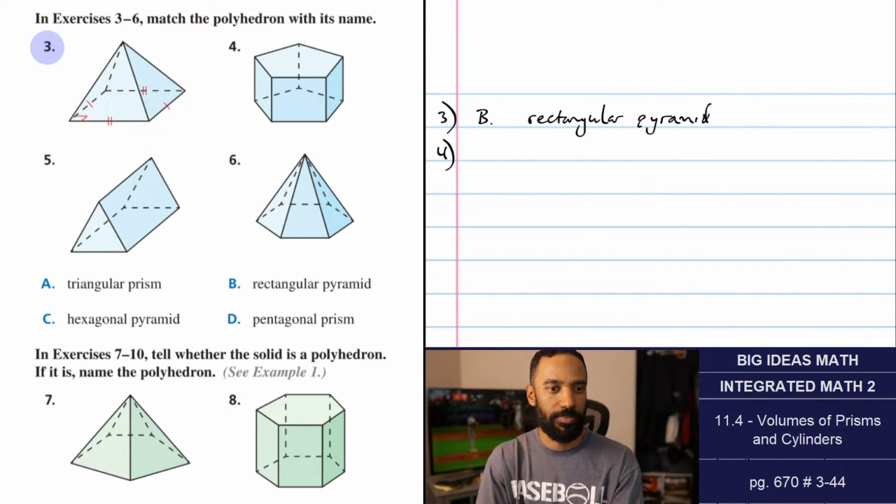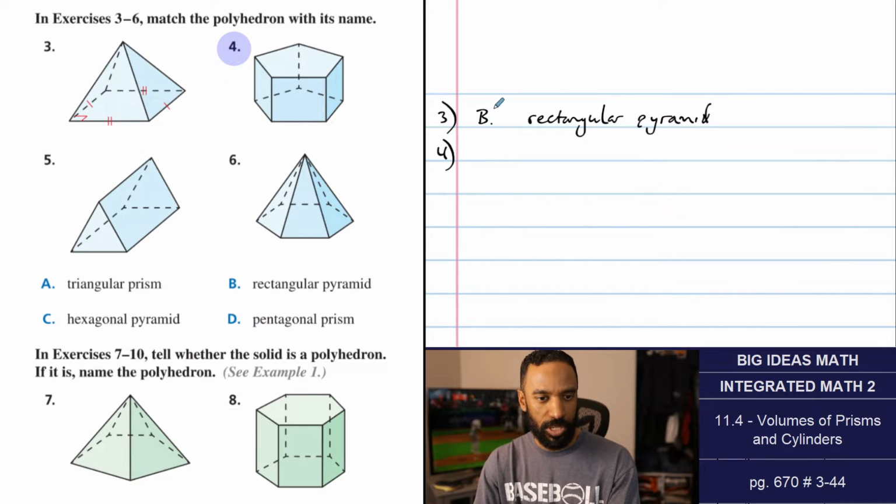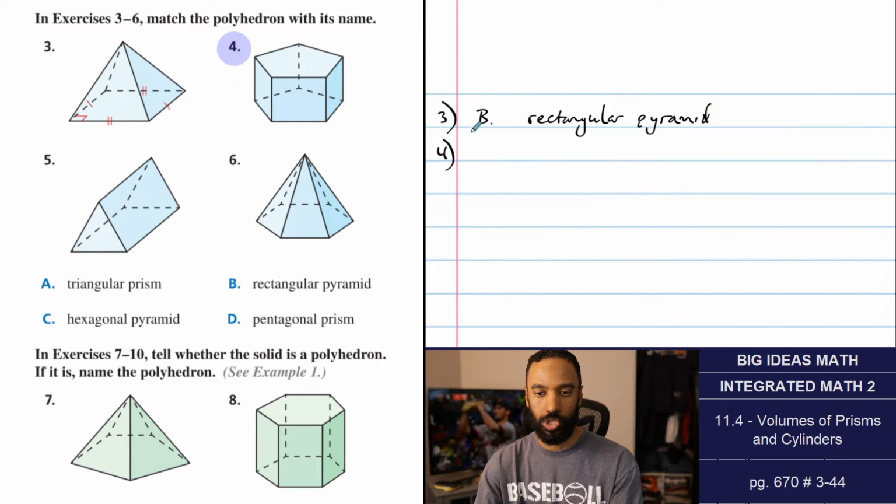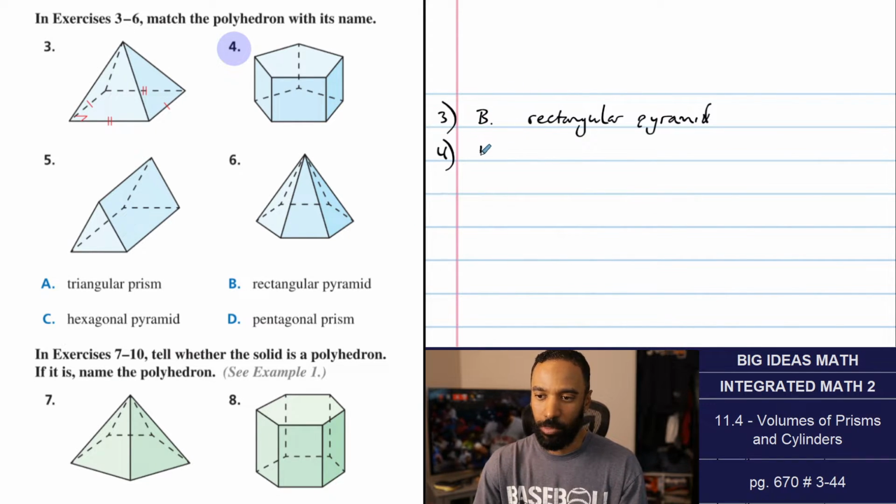These parts will go pretty fast. Number 4, the bases on top. This is a polyhedron. Oh, they're all polyhedrons. The bases on top and bottom are pentagons. This is a prism, 2 congruent bases. So it should be pentagonal prism, D.